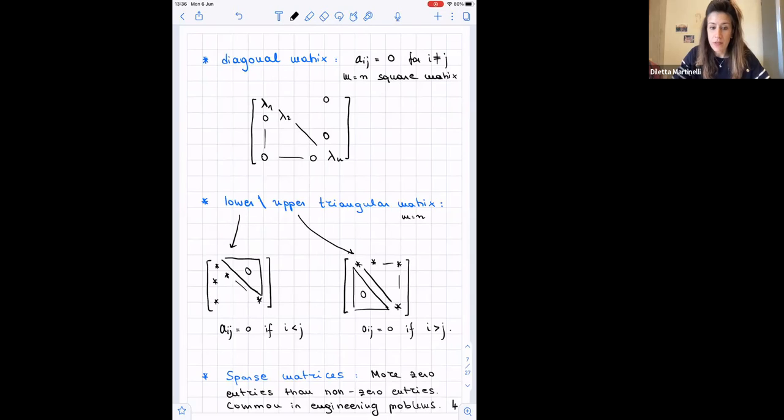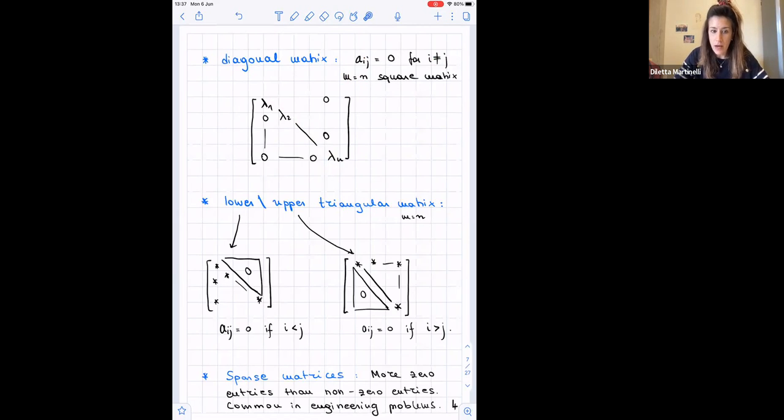There are matrices that are diagonal, so that they have only non-zero elements along the diagonal. So Aij is equal to 0 all the time that the indices are not the same. And again, we can speak of a diagonal matrix only when we have square matrices. So again, the number of rows is equal to the number of columns.